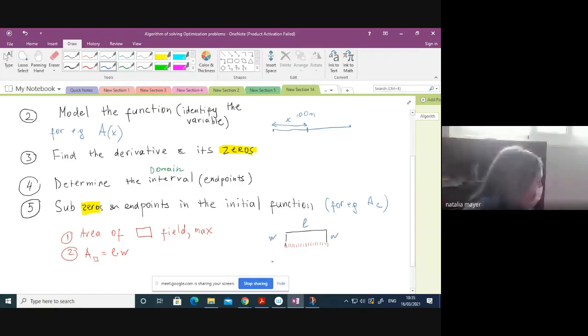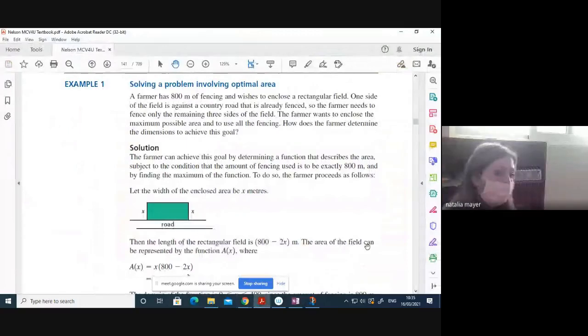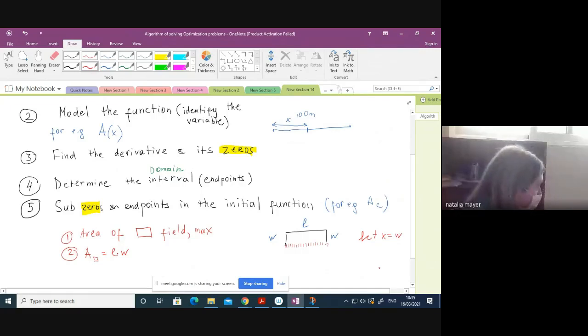Okay? Now, according to the question, which dimension did they decide to use as the variable? X. The width or the length? Width. They decided, but you can go for length. It doesn't really matter. You'll get the same thing. So they decided, let X be the width, right? So let X equal the width.